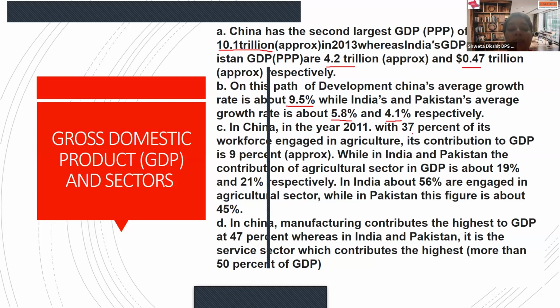Moreover, 37% of the workforce in China is engaged in agriculture, which contributes only 9% to GDP. But if you talk about India and Pakistan, this number is entirely different, because agriculture contributes 19% and 21% respectively in India and Pakistan. And you would be shocked to see that still more than 50% of India's population is dependent on agriculture. In China and Pakistan as well, the number is very high. Then coming to the highest contributor of GDP in the economies: in China it is the manufacturing industry, whereas in India and Pakistan it is the service sector.